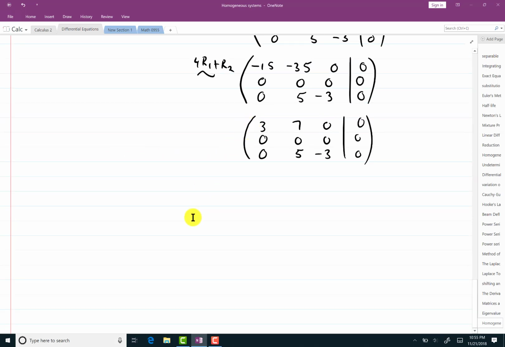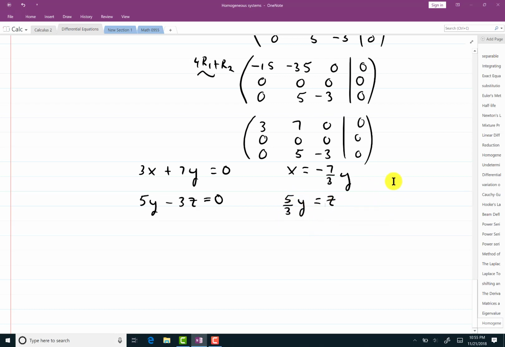On the first row, I have 3x plus 7y equals 0. And on the last row, I have 5y minus 3z equals 0. What I can do is write both x and z in terms of y. So I can start and get x equals -7/3 y, and at the same time, z is 5/3 y.